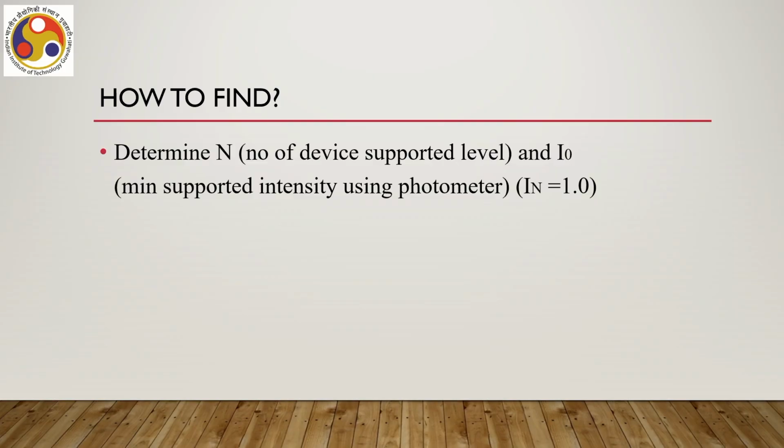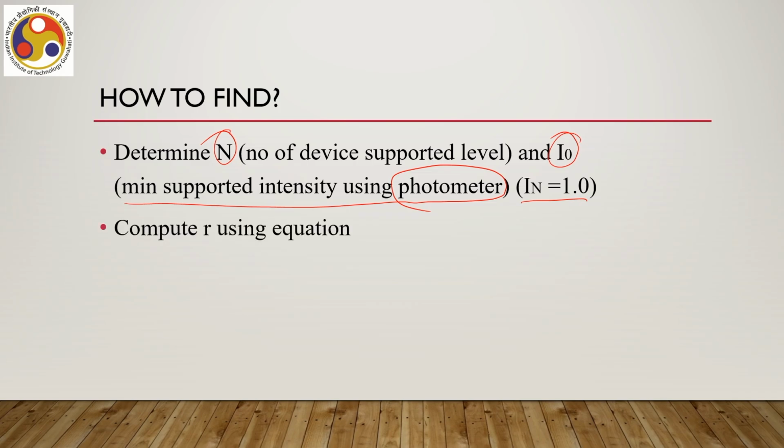So, how to do that? Essentially what we need to do is determine the n number of device supported levels. Then we need to determine the minimum device supported intensity value I naught using a photometer, and we know that the maximum value can be 1. So, we have I naught and 1 known and n the number of levels supported. Then there is a factor r which we need to compute using the equation I n equal to r to the power n I naught.